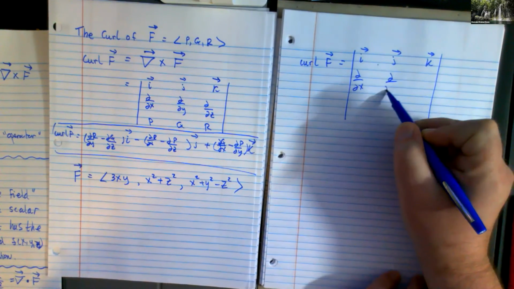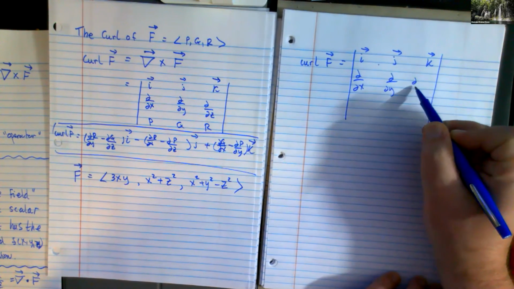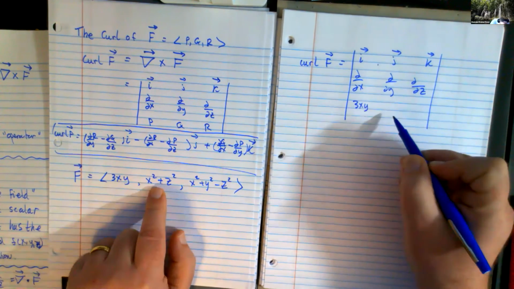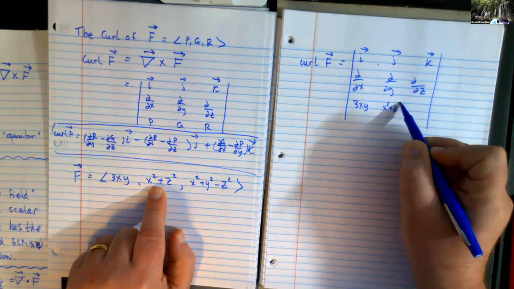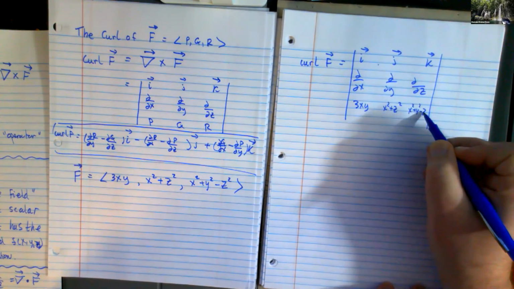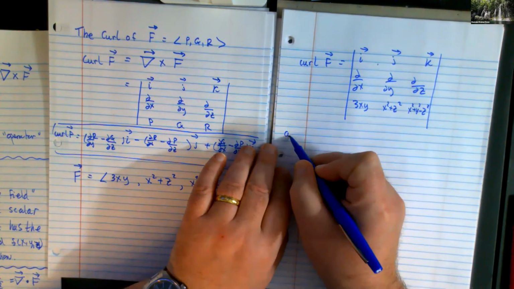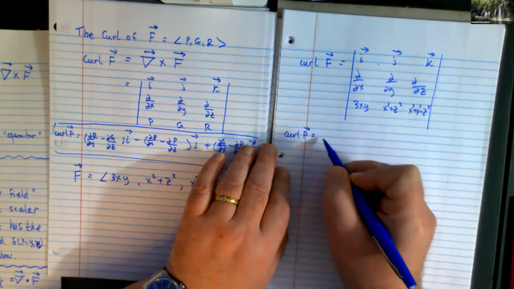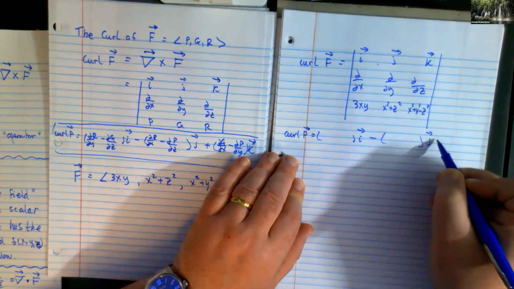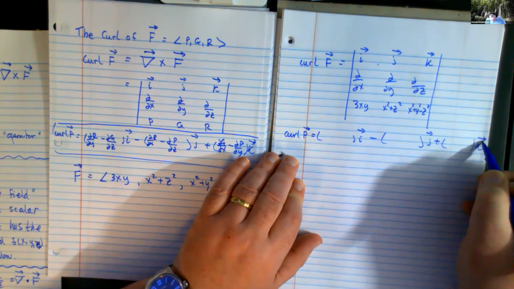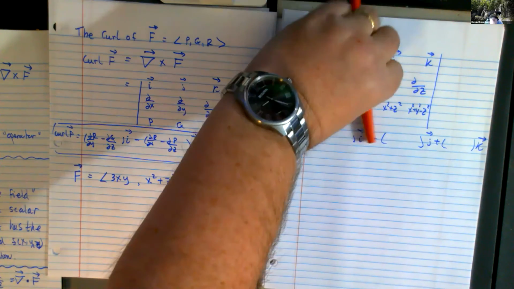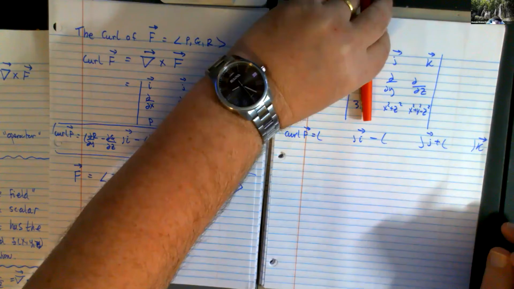Put in the operator now. Essentially, this row is the operator delta, and P is 3xy, Q is x squared plus z squared, and R is x squared plus y squared, take away z squared. So it's going to be so many i's, take away so many j's, plus so many k's. Okay, watch me because I'm probably going to screw up here. I'll try my best not to. Okay, cover that guy up.